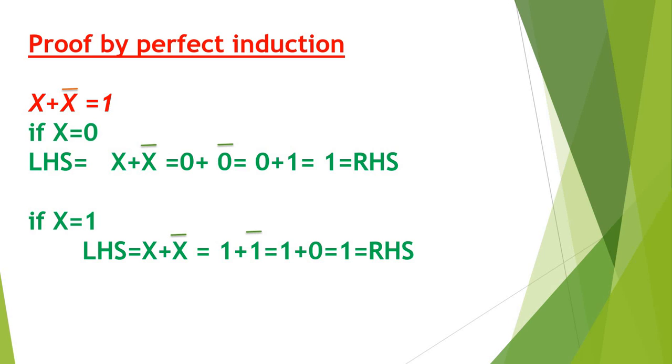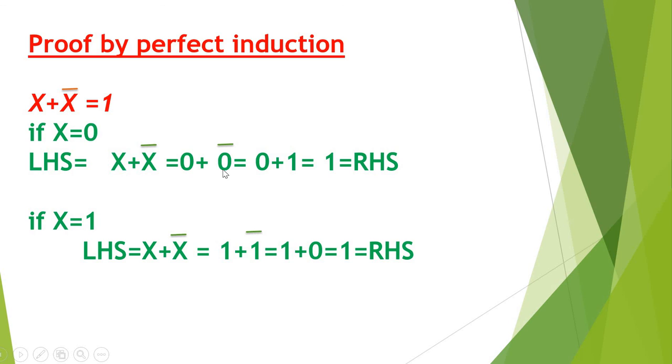And proof by perfect induction. X plus x bar is equal to 1. That is the theorem. In perfect induction, we need to substitute all the possible values of x. That is, x is equal to 0 and x is equal to 1. Here which is the LHS? X plus x bar. RHS is 1. If x is equal to 0, LHS is equal to x plus x bar. What is the value of x? 0. So, x plus x bar is equal to 0 plus 0 bar.